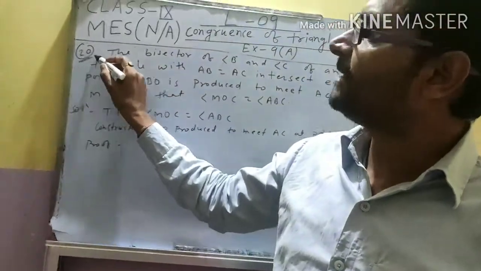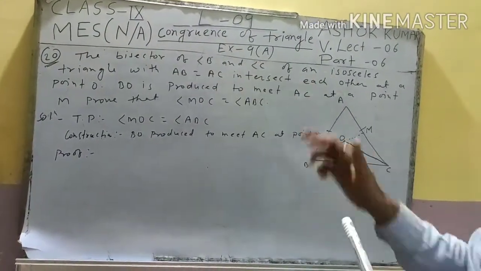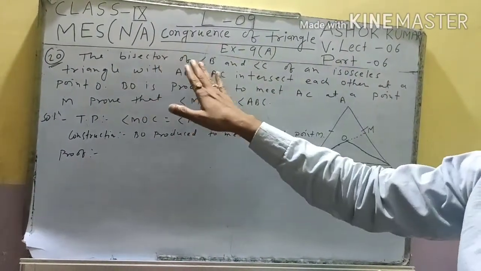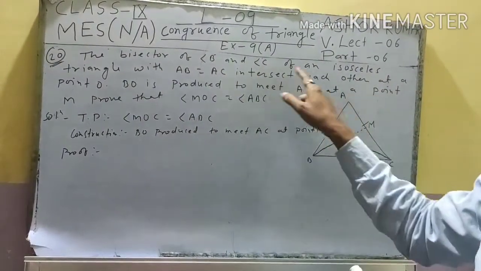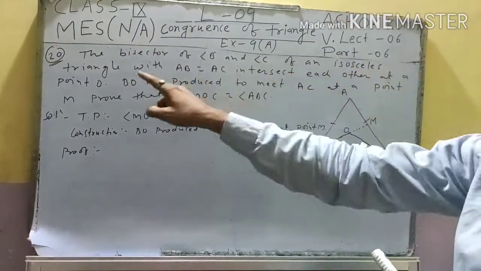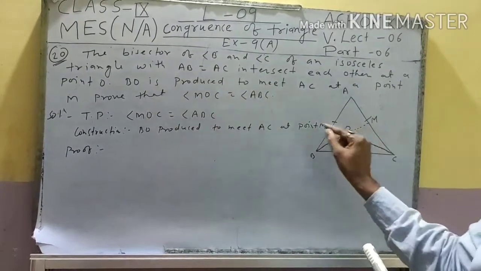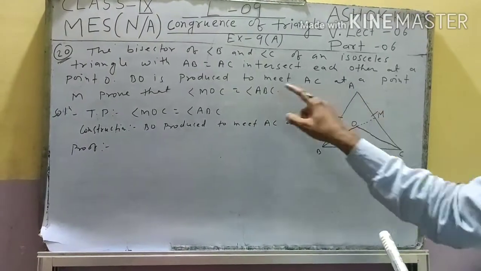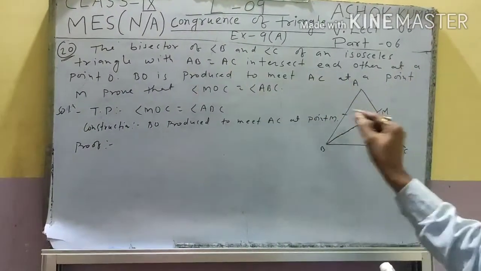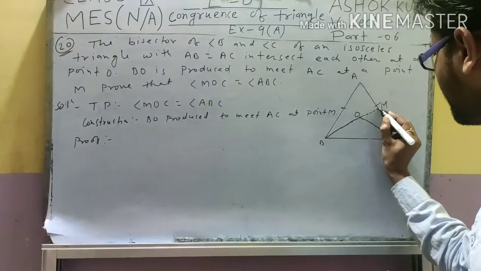Question number 20. Last question, student. The bisectors of angle B and angle C of an isosceles triangle, in which AB is equal to AC, intersect each other at point O. This is the intersecting point. BO is produced to meet AC at point M. This is your construction part, student.